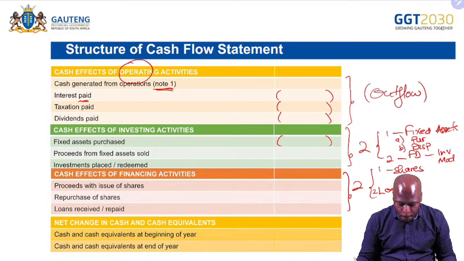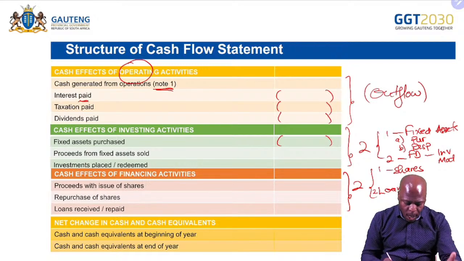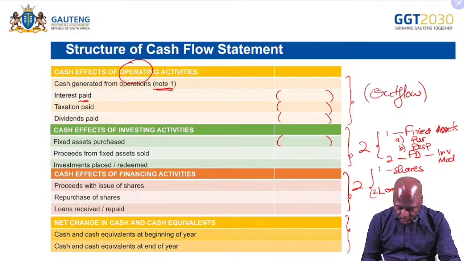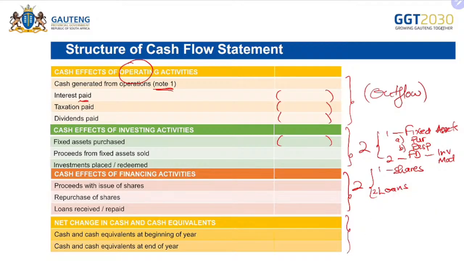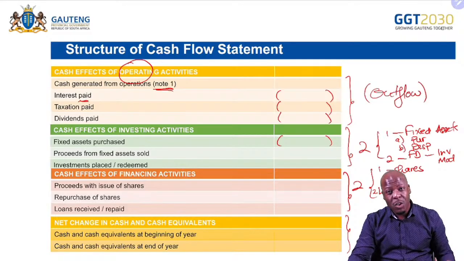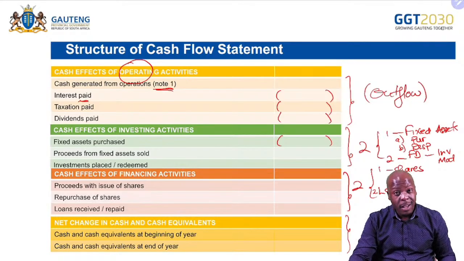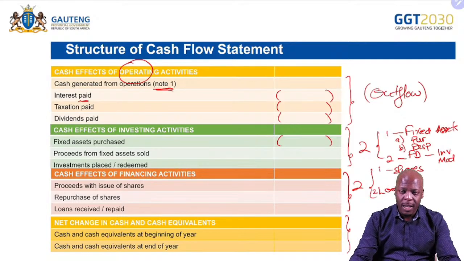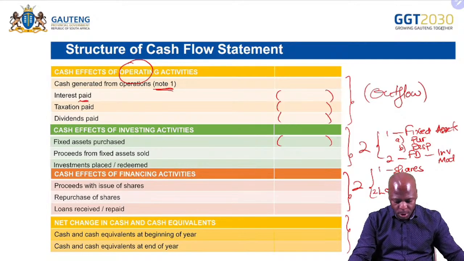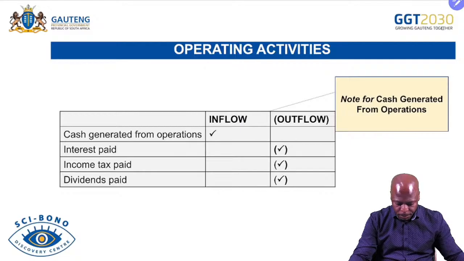Now, when you've done all of that, you will come to the bottom part of your cash flow statement, which is your net change in cash and cash equivalents. With the net change in cash and cash equivalents, we are looking at your cash and cash equivalents at the beginning of the year and at the end of the year. I'm going to show you quickly how we get all those figures practically.